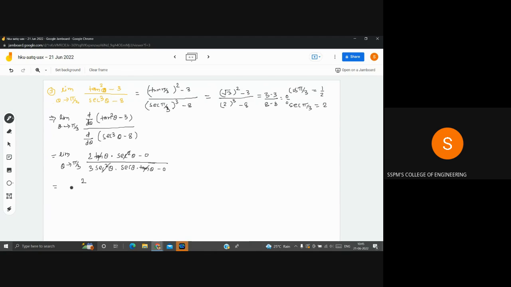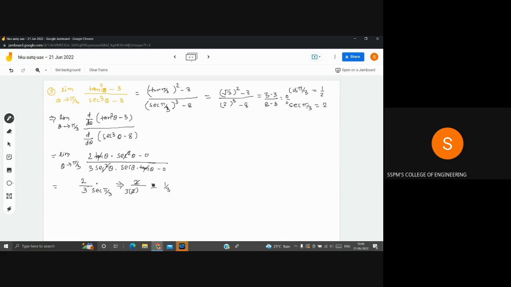So 2 upon 3 times, what is remaining? Sec theta, and when you put the limit as theta is pi by 3, so sec pi by 3. And you already know the value of sec pi by 3 is 2. So 2 upon 3 into 2, the 2s get cancelled, and it is 1 by 3.